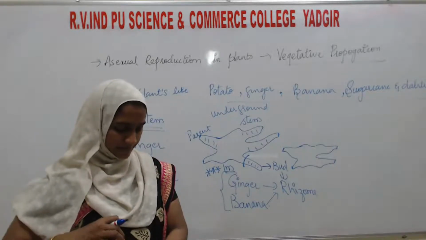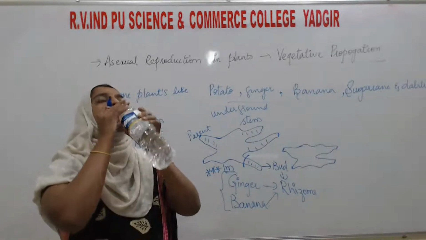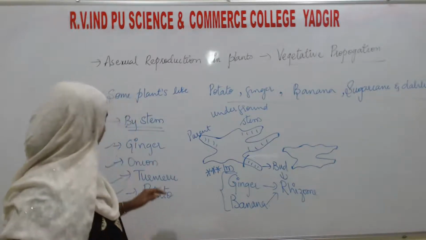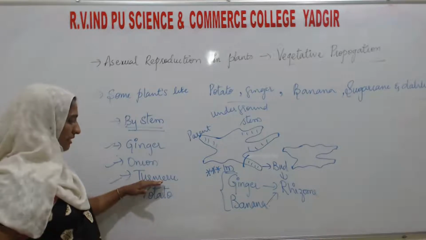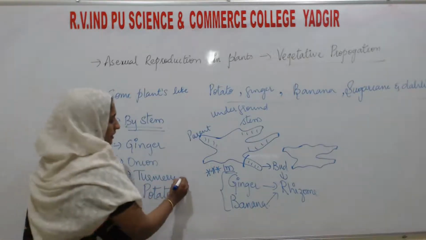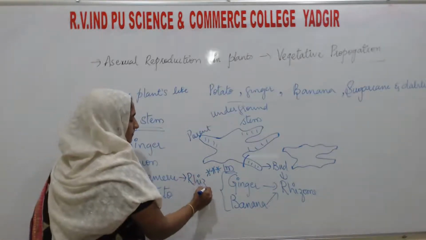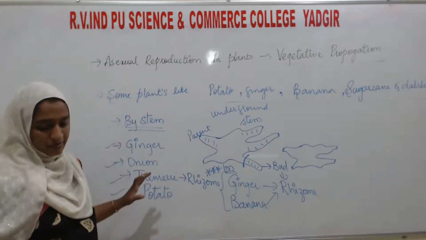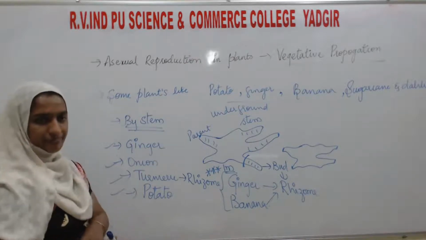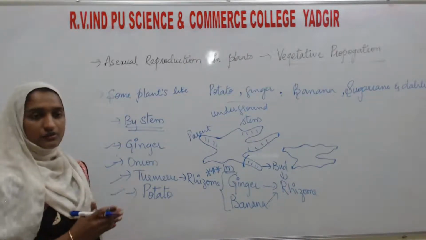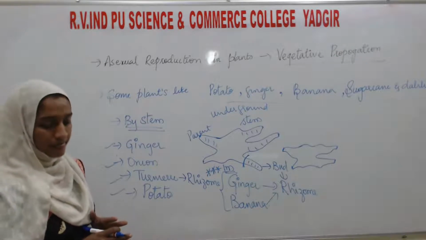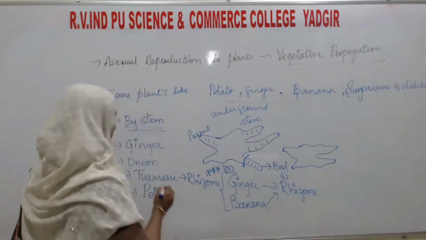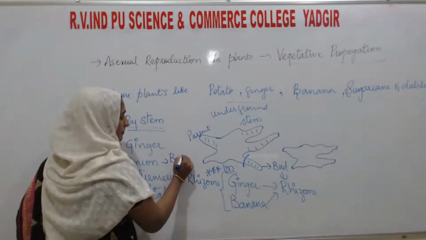Then next, here potato is there, turmeric is there. In turmeric also it is rhizome only. In this sense only the vegetative propagation will take place. What about the onion? In onion also vegetative propagation will take place. In the onion, the vegetative propagule is the bulb.